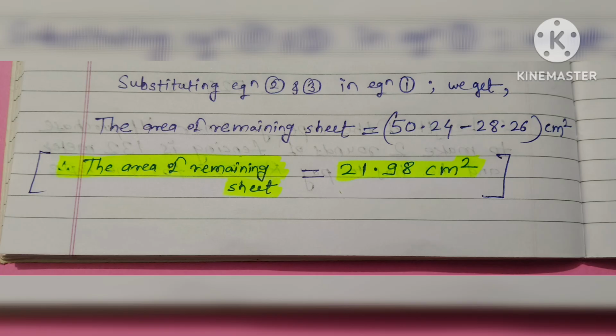We already defined the formula of the area of the remaining sheet, and we marked this as equation 1. To find it, we got the area of the circular sheet with the radius r1 and also with the radius r2. We just have to substitute the values of equation 2 and equation 3 into equation 1, so the area of the remaining sheet is equal to 50.24 minus 28.26, and the unit is centimeter square. After calculating, we got the area of the remaining sheet as 21.98 centimeters square.